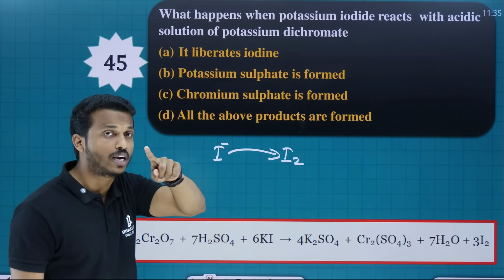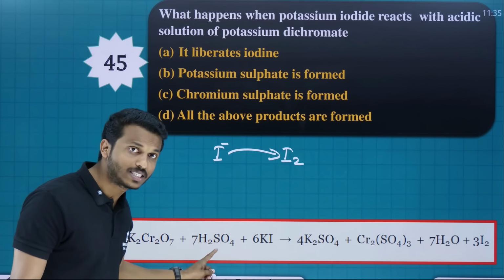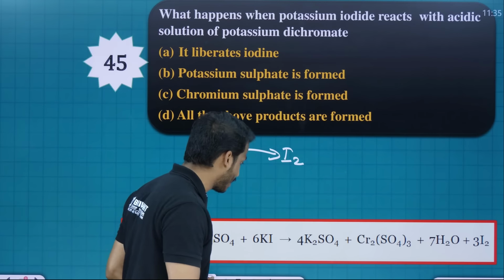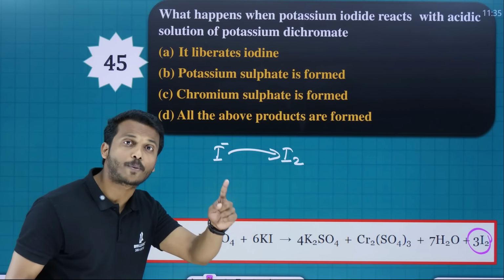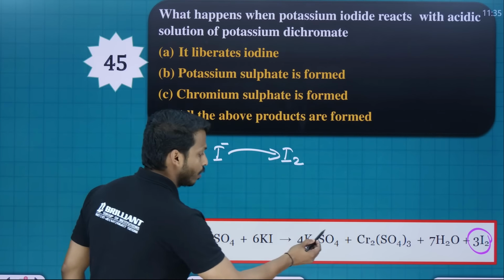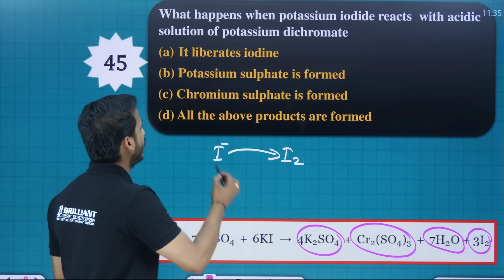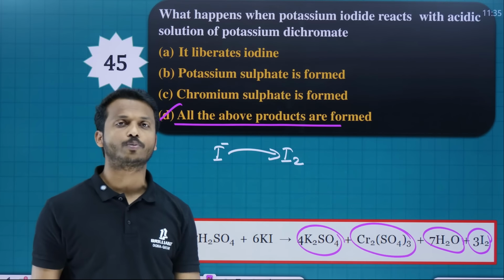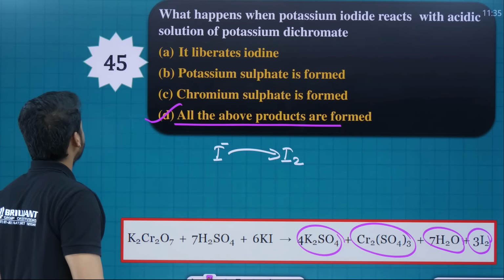Dear, very carefully study the reaction. Potassium dichromate, when it reacts in the acidic medium, converts iodide to iodine. Yes, it is correct. Along with that, the byproducts you should also study. Potassium sulfate forms, chromium sulfate forms, water is also there. So all of the above products are formed. Such an option is there, and it's our duty to cross check it. Okay, so all of the above.